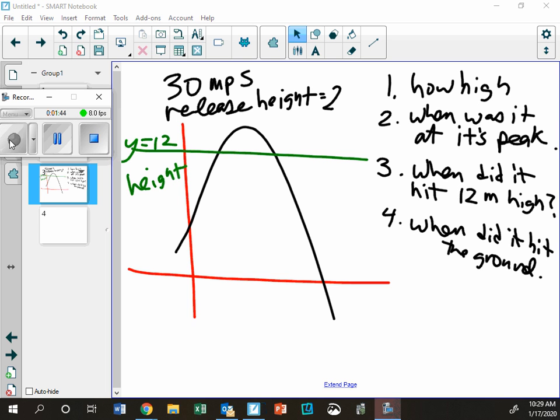So I was asked, since it's going to hit 12 meters at both times, the implied question here is, when did it hit 12 meters for the first time? So you've got a good point. It does hit it twice. But just find me the first moment that it crossed 12 meters.